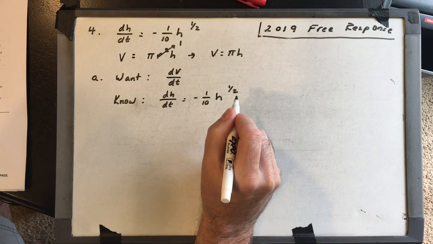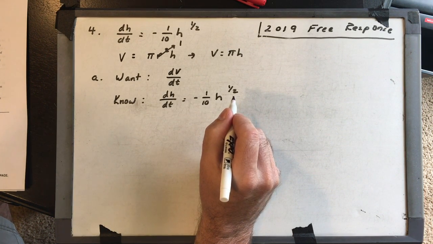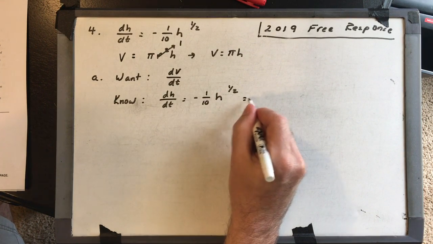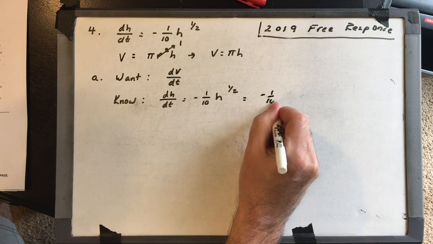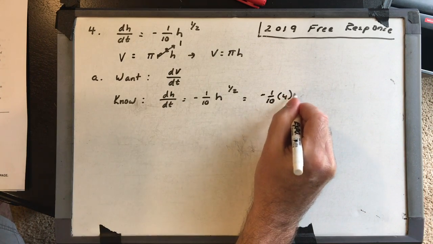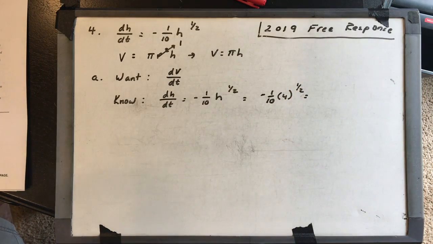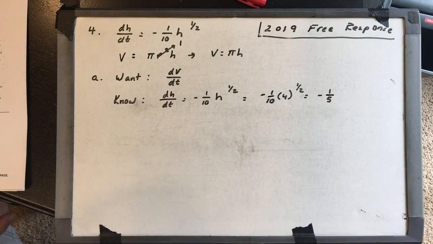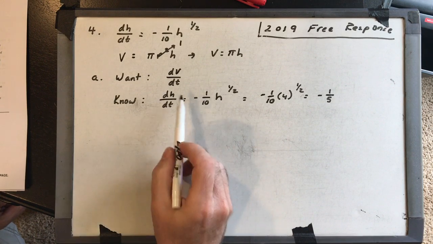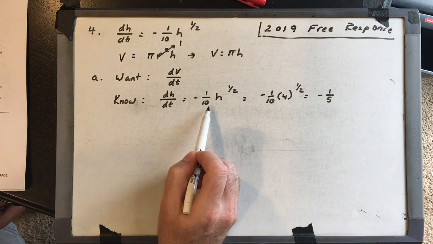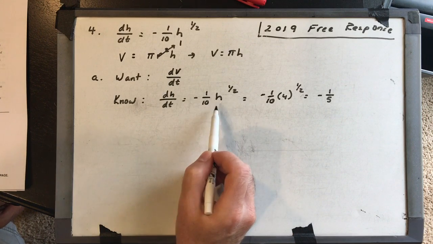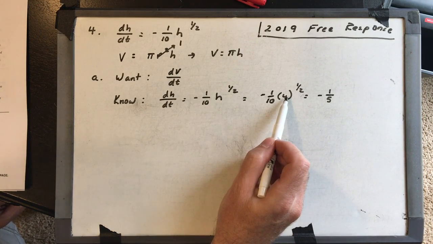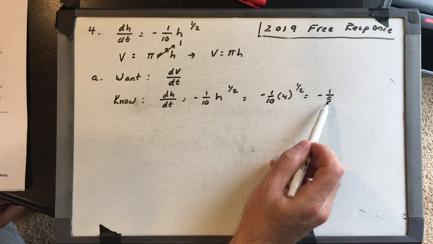It says specifically, what is the rate of change of the volume of water with respect to time when the height is 4. So that's minus 1/10 times 4 to the 1/2. That's minus 1/10 times 2, which is minus 1/5. Usually in our related rates problems, you're just given dh/dt equal to a number. This time they gave you a formula, and then they gave you the number, so you have to plug it in. So one more little step for that.